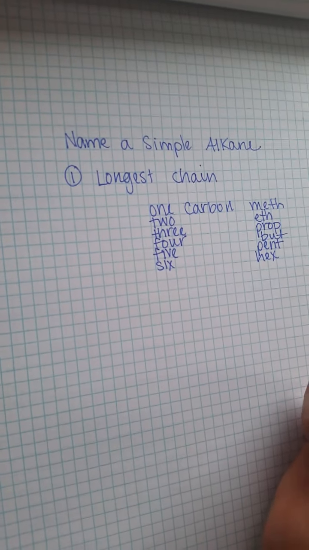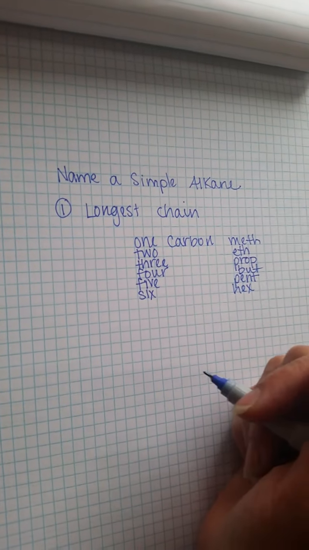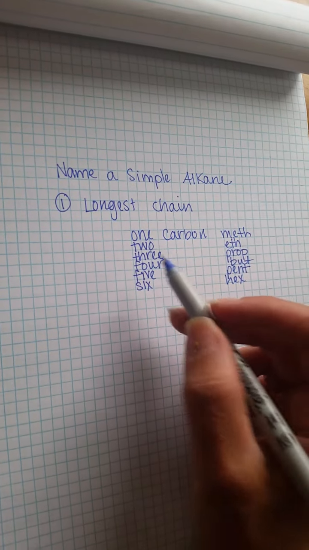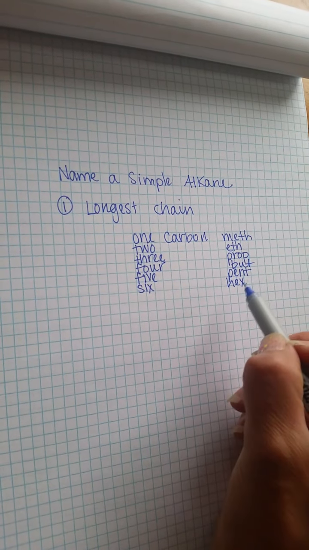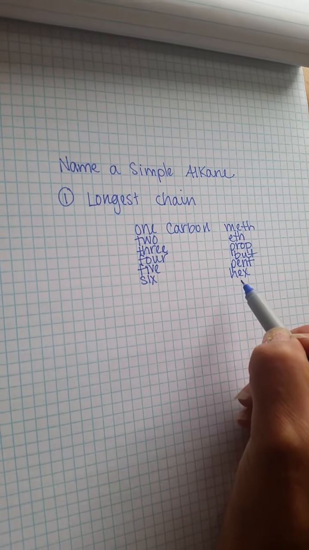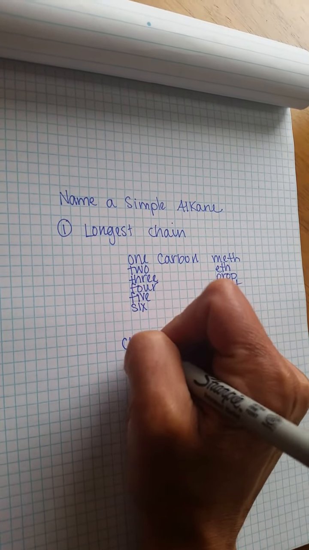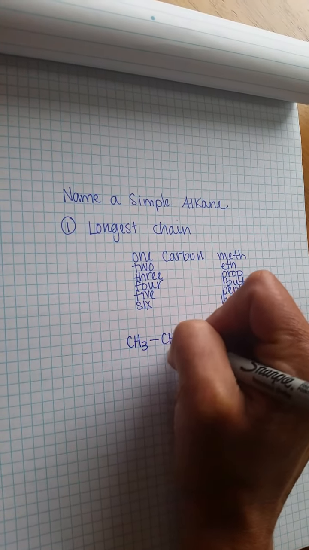You have a table in your book probably. So once you identify the longest chain, then you will interpret that into the prefix that you're going to give the name. So let's practice by doing 1.